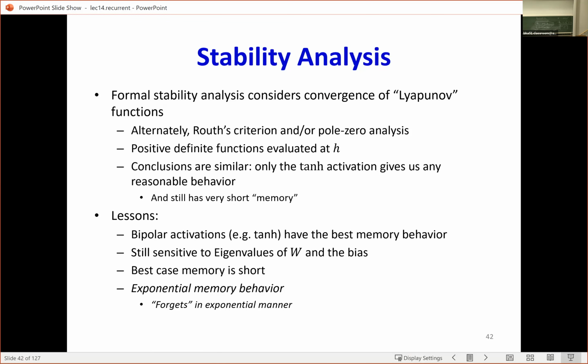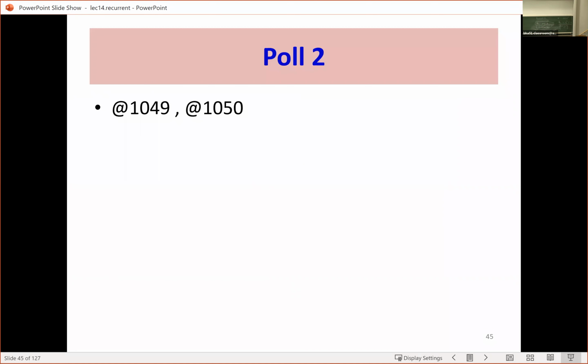So if you want to do it formally, you have to look at Routh's criterion, pole-zero analysis, etc. What we find is that the bipolar activations like TANH retain information for the longest period of time, which is why we usually use TANH activations in recurrent networks. But even TANH basically saturates and gives you something useless after a slightly longer time. So here's a problem.